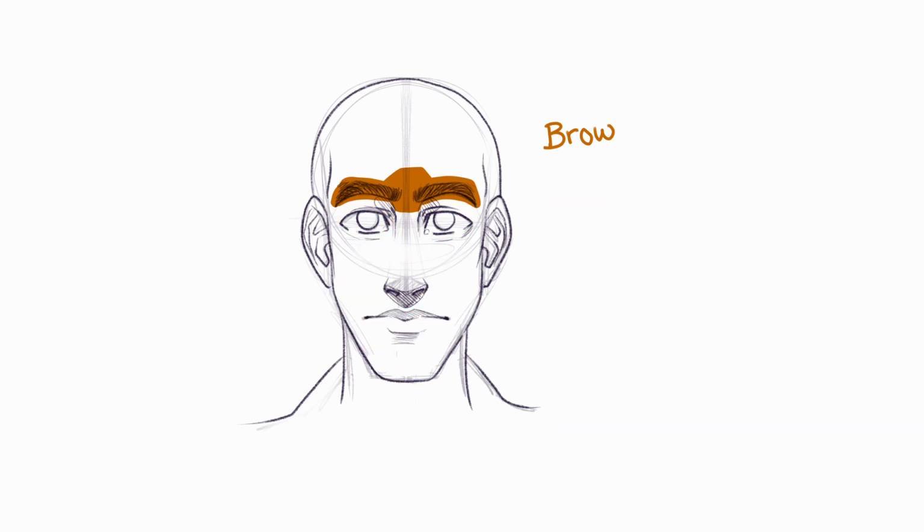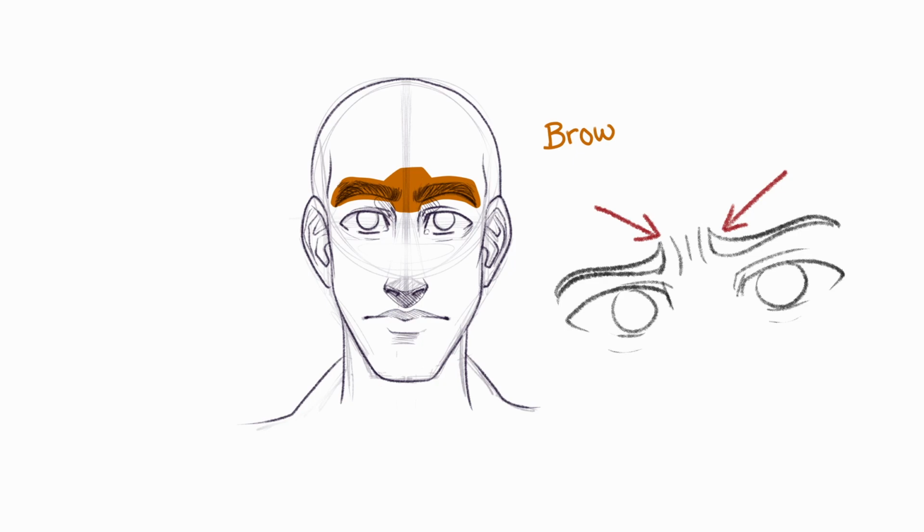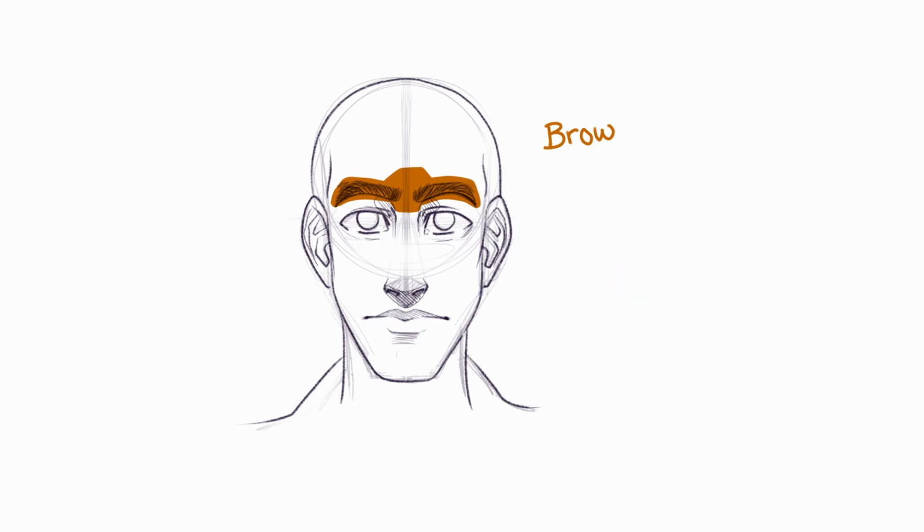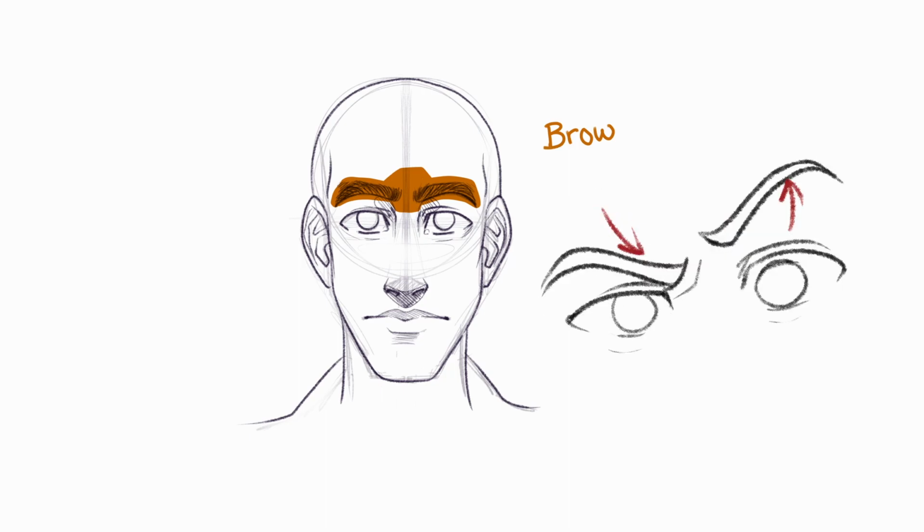The brow area mainly controls the brows and will push and pull the flesh around it. Brows can be one of the most expressive areas and most important for sending bright, clear signals of what your character is feeling or expressing. They can go up, down, furrowed, or skewed.